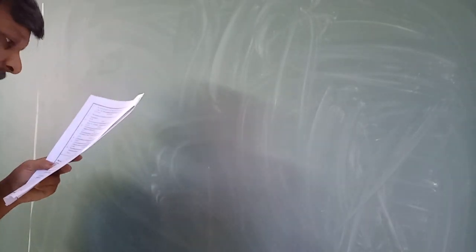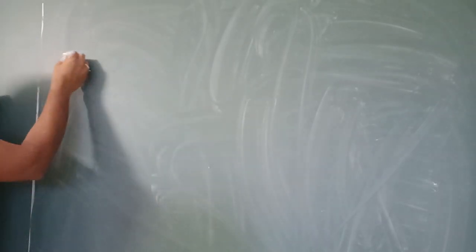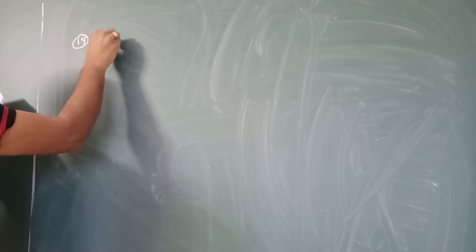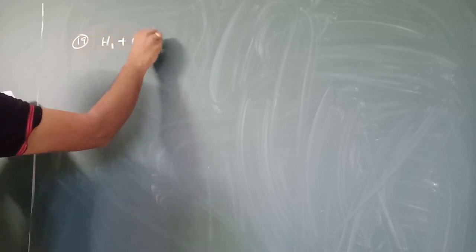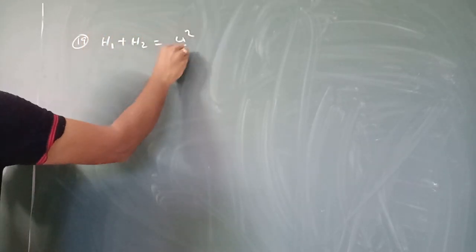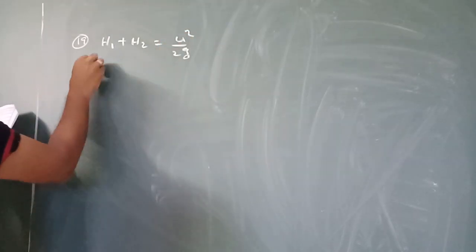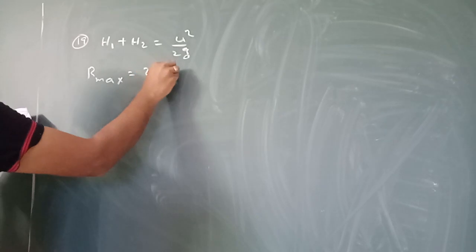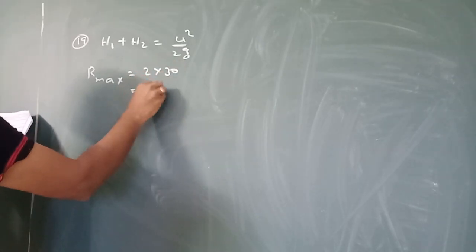Next, a body is projected with a certain speed at angles of projection theta and 90 minus theta. The maximum heights attained in the two cases are 20 and 10. The maximum possible range is? So we know that h1 plus h2 is equal to u square by 2g, and u square by g is the maximum possible range. So R maximum is equal to 2 into 30, that is equal to 60 meter.